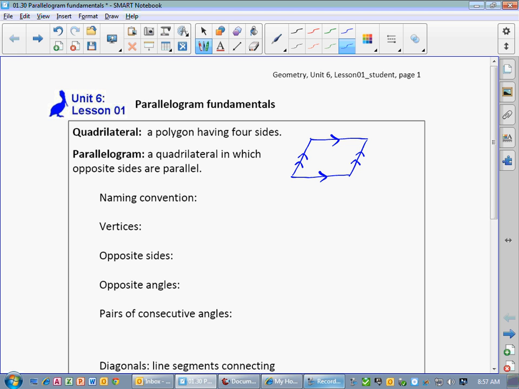If we had like 17 sides, we'd have to have all these different symbols that represent which sides are parallel to which. Okay, the naming convention. The way we name parallelograms is using the corners. The corners will usually have a letter that represents each one. So I'm going to label this parallelogram A, B, C, D, and the order of the letters does matter. The location does matter.